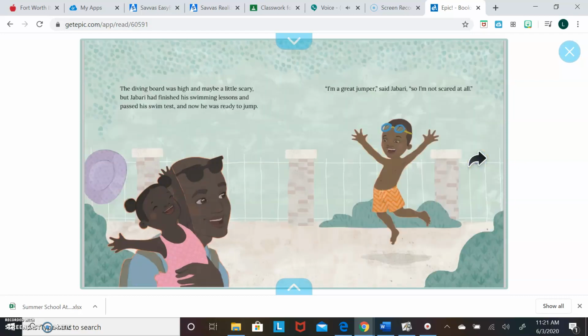The diving board was high and maybe a little scary, but Jabari had finished his swimming lessons and passed his swim test. And now he was ready to jump. I'm a great jumper, said Jabari, so I'm not scared at all.